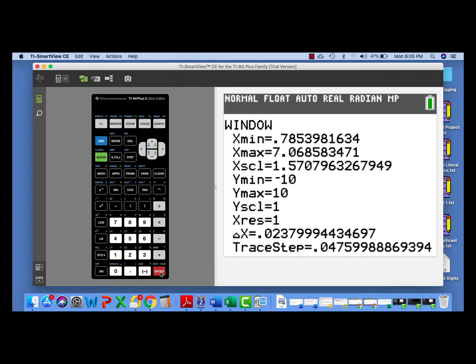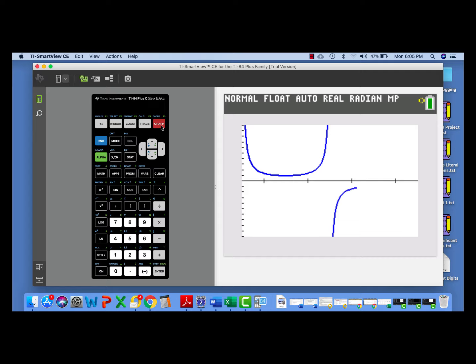Now we're going to leave y-min and y-max at -10 and 10. Since we are going to positive and negative infinity, we want to at least see out more than a couple of units. So we'll just leave that at -10 and 10. Now when I hit graph, we should see what we just graphed by hand, the first full cycle of cosecant of x minus pi over 4.